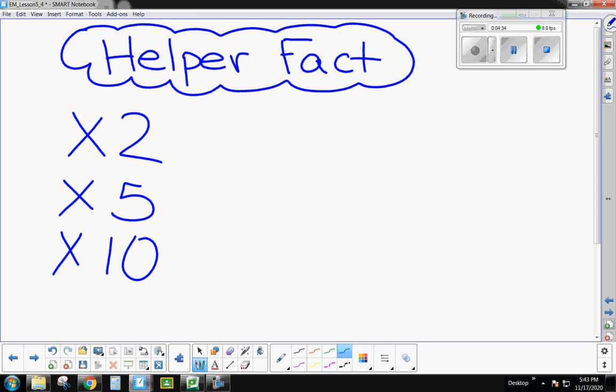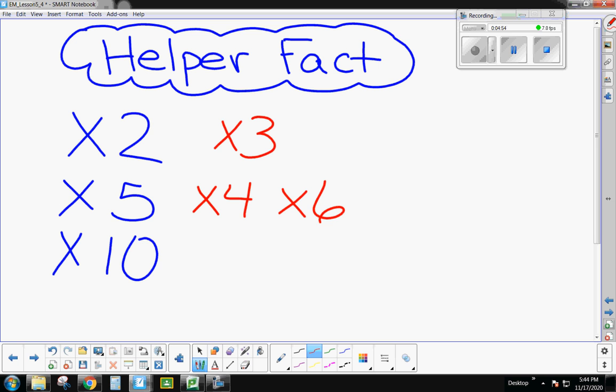Now, boys and girls, what would times 2 help you solve? Times 2 could help you solve times 3 problems, couldn't it? I could use times 5 to maybe help me solve anything times 4 or times 6.